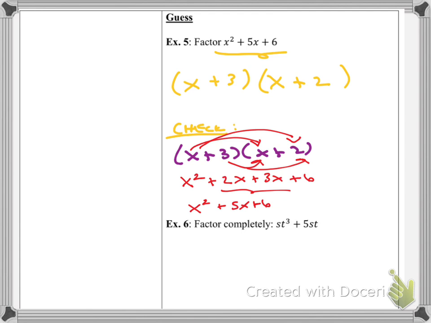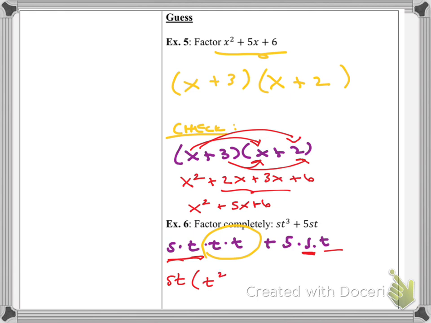And then here, factor completely, again, how I did it earlier will be beneficial. So I'm going to write that as s times t times t times t plus 5 times s times t. And let's see, we have an s in common and we have a t in common. So we're going to pull out an s times t, or st. And we're going to be left with, in the first term, t squared. And in the second term, just a 5, right?